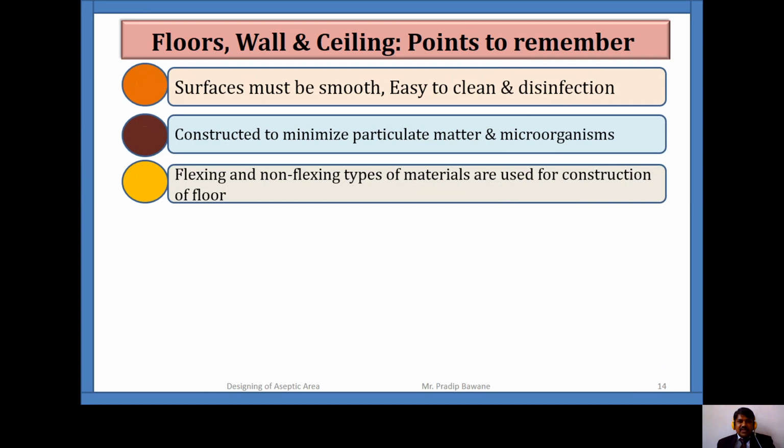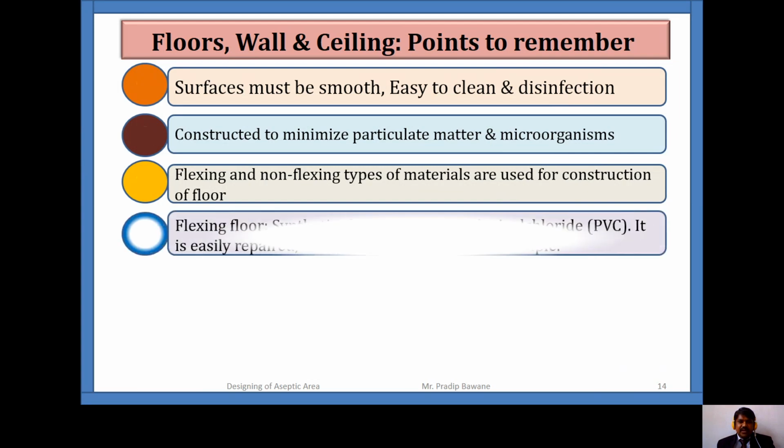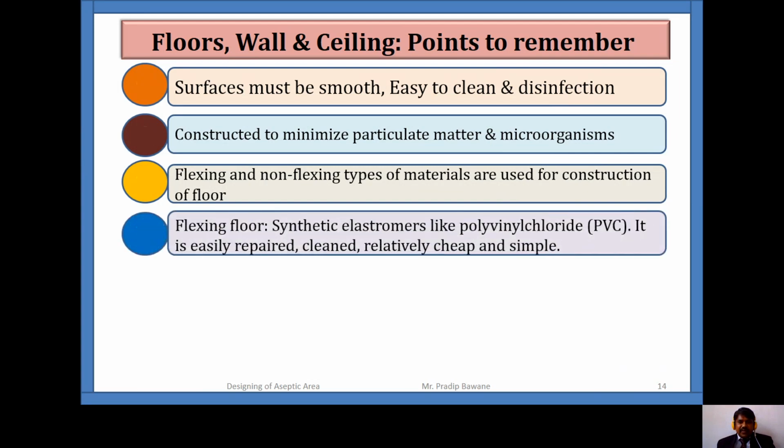Then for the purpose of construction of a floor, we are generally using two kinds of material. Flexing and non-flexing materials are used for the construction of floors. We will quote certain examples for the flexing materials or the flexing floors, for which we are generally using synthetic elastomers like polyvinyl chloride, PVC as we call it. It is also easily repaired, cleaned and relatively cheap and simple.